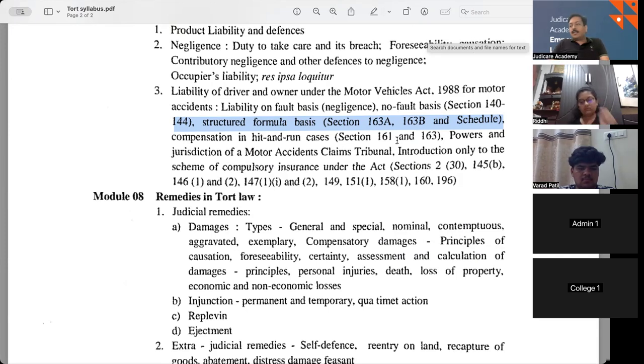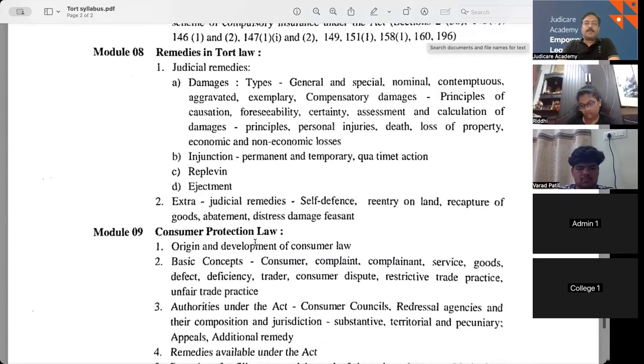So after 2019, it is mandatory to have the insurance policy before you ply the vehicle on the street, and it is your legal responsibility, legal liability as well, to ensure you are definitely having one while you drive the vehicle on the streets. And with this, we come to module 8.